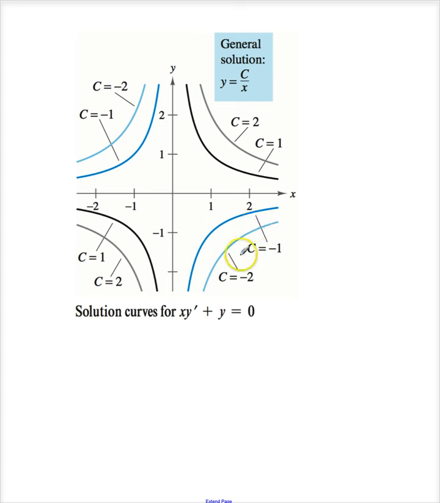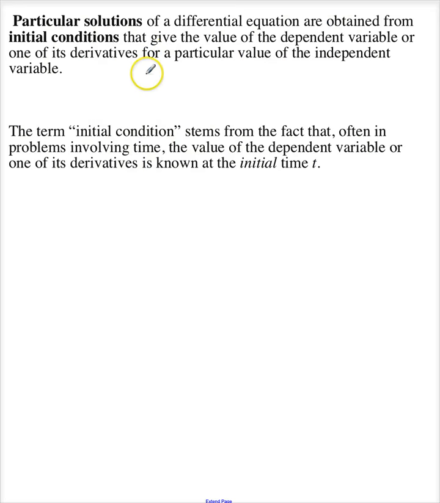While if instead I had c equal to -2, then these curves right here would be solutions. So depending upon what we're going to call initial conditions, we can have a different particular solution. Now, particular solutions are derived from the initial conditions. And the initial conditions are simply values of the dependent variable or one of its derivatives.